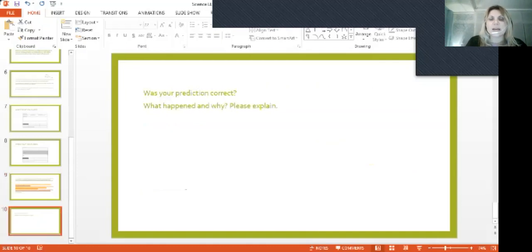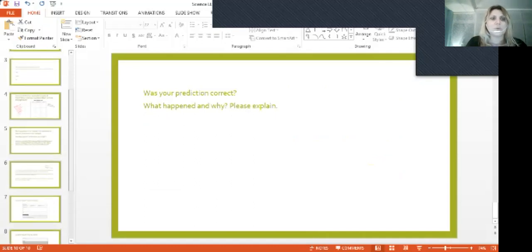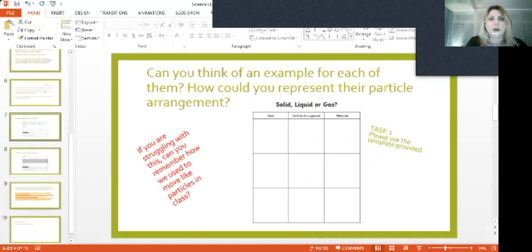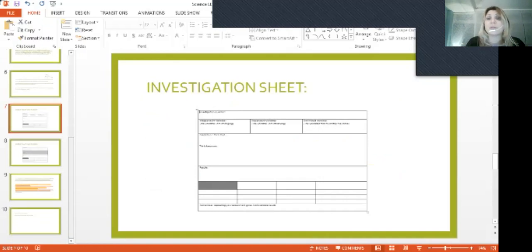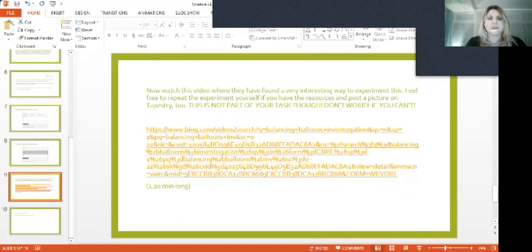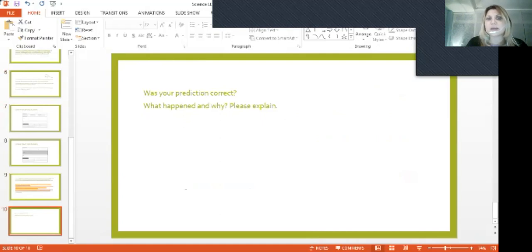But please write down in your book, was your prediction correct? What actually happened and why? So a little explanation about that. So to recap, you would have this little task to submit, so a picture of that. Then one of these where you actually write down what you think could be a good idea to test that. And the question of the test would be, will a full, inflated balloon be heavier than a balloon that hasn't been inflated? And then finally, you will watch the video. It's just 1 minute and something, 20 seconds, I think, long. And write in your book if your prediction was correct, what happened in the video and why, a little explanation.